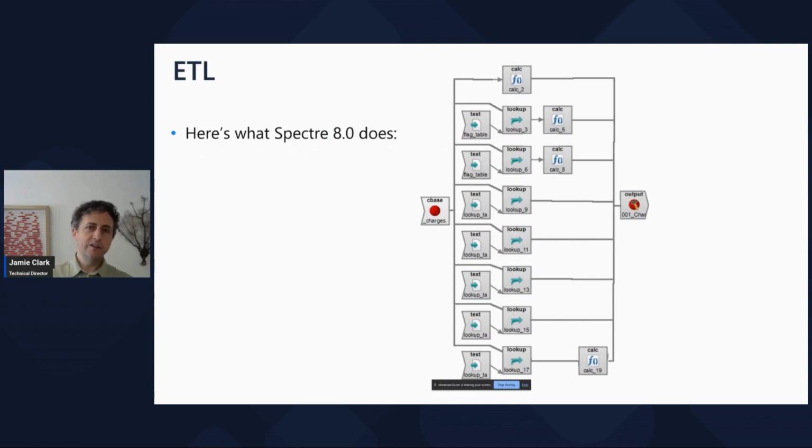Now, this is not what it would look like if you opened it in Workbench. I altered the diagram to give you an idea, but this is actually what Spectre 8.0 sees, that those lookups are not related to each other, at least not in a data dependency fashion. And so it's able to run them in parallel. And that's the magic of this DFG project, and one of the reasons why Spectre 8.0 is going to be so helpful.